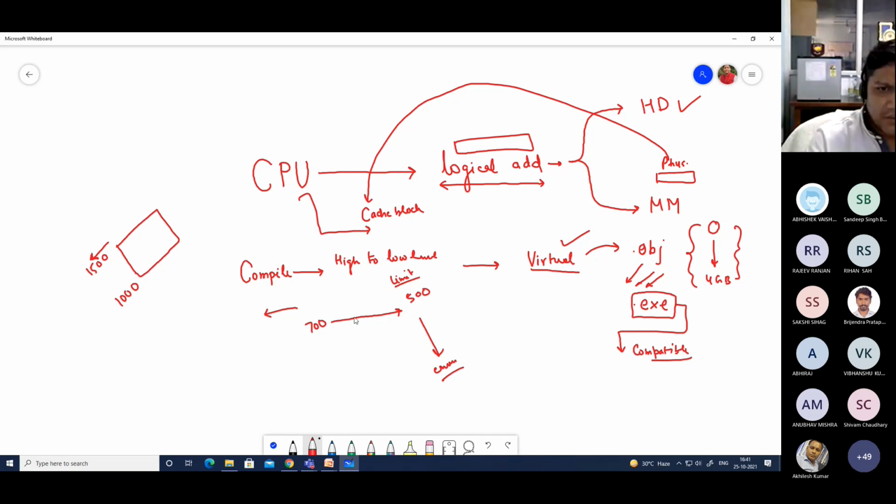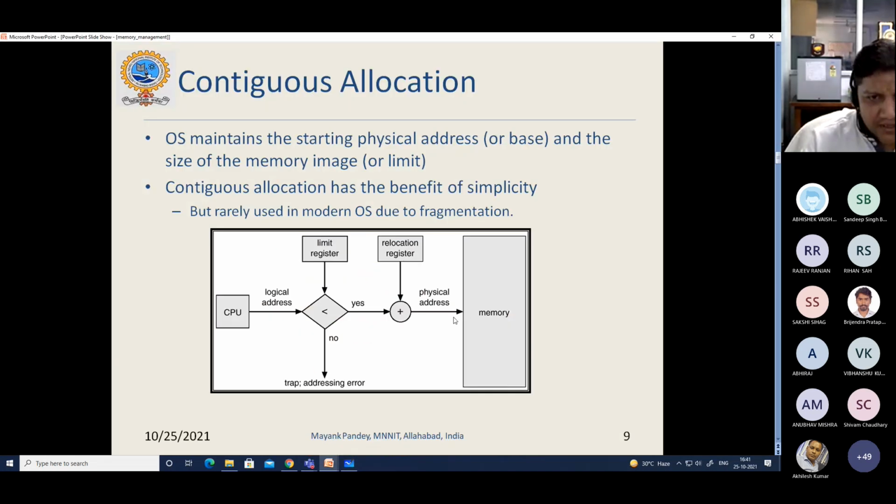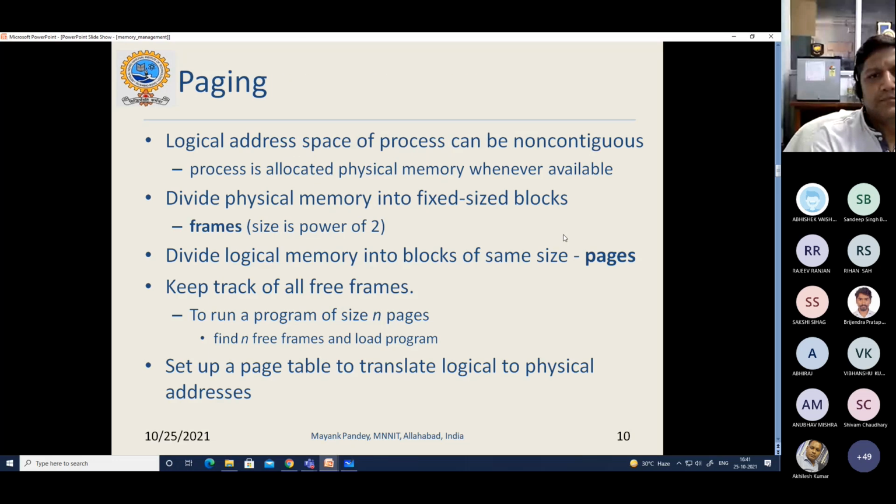Suppose the logical address is 300 and the limit is 500. It is less than the limit, so it will be added with the base. The base is 1000, so 1000 plus 300 equals 1300. So 1300 would be the physical address of this 300. In this way, we can get the physical address using the base and limit register, the relocation register and limit register. This is easier to implement and simple, but it suffers from the fragmentation problem.